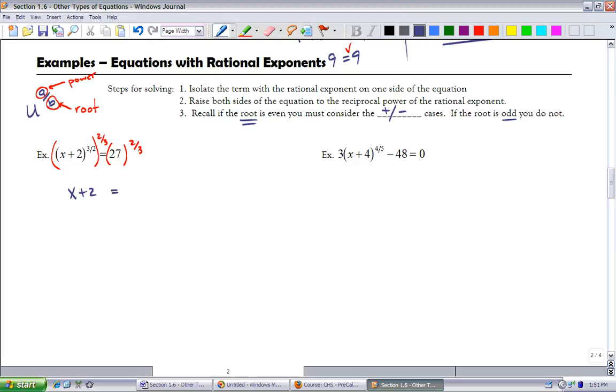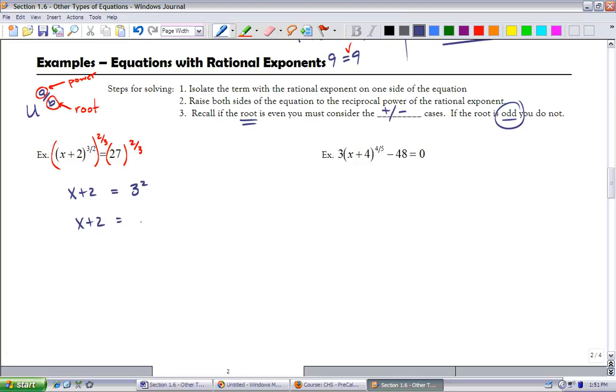Now people get worried about this, but really you're saying we need to take 27 and square it and take the cube root of that. Now you can do those in either order. Do you want to square 27 or do you want to take the cube root? The cube root is going to be easier, so the cube root of 27 is 3, so we really have 3 squared. And remember, since we took a cube root and it's odd, we do not have to consider the plus or minus case.